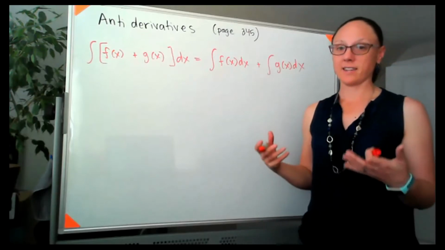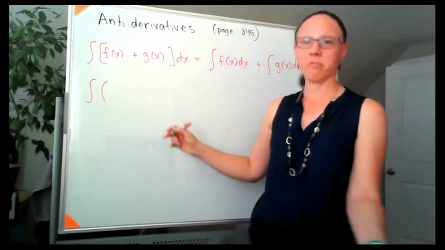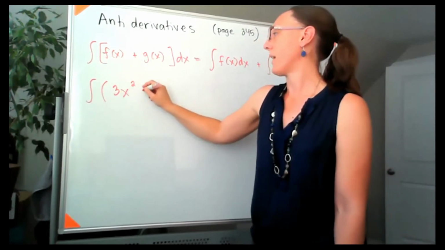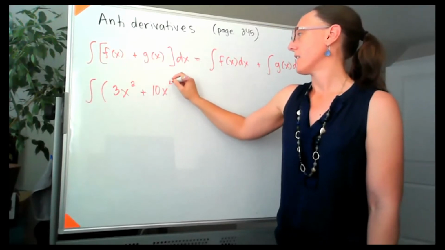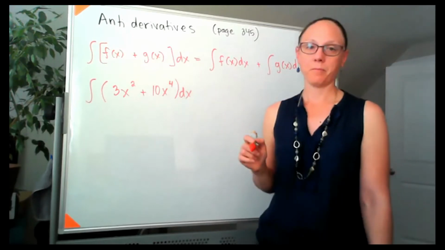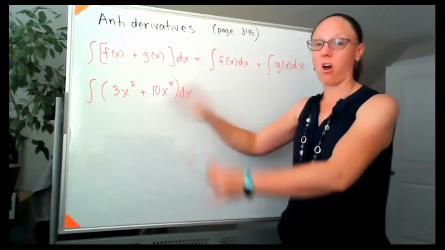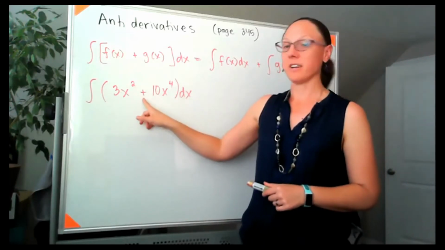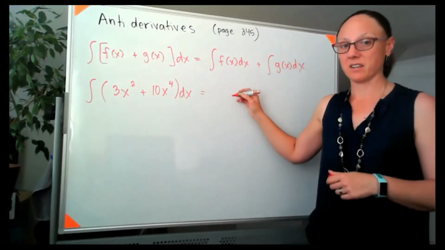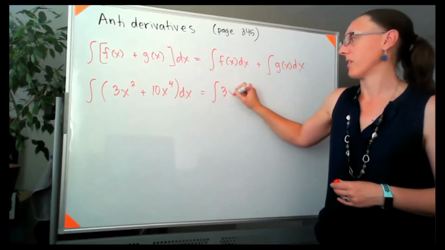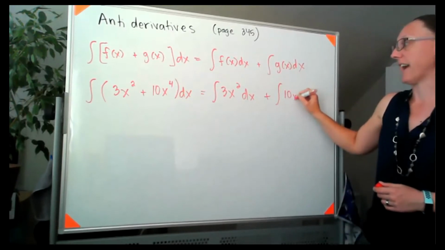Well, what that looks like as a problem, right, as an actual integration question, if this said, find the integral of 3x squared plus 10x to the 4th dx, I don't have to come up with some kind of rule that's doing all of it at once, because we've got addition right there, we can break this apart and think about it as two separate pieces, meaning find the antiderivative of 3x squared and add that to the antiderivative of 10x to the fourth.